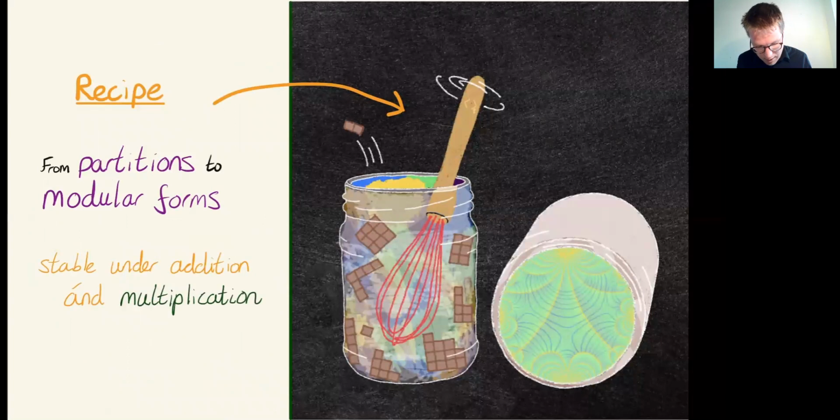But for now, I will end here by saying that we have a recipe, which I'm considering in my thesis, which starts with partitions, and by a certain procedure with the whisk, the Q bracket, you get quasi-modular forms, these nice functions. So you go from partitions to modular forms. And what is special about this is that these recipes are not only stable under addition, as all good recipes should be, but they are even stable under multiplication. And this, I think, is a truly delightful result.